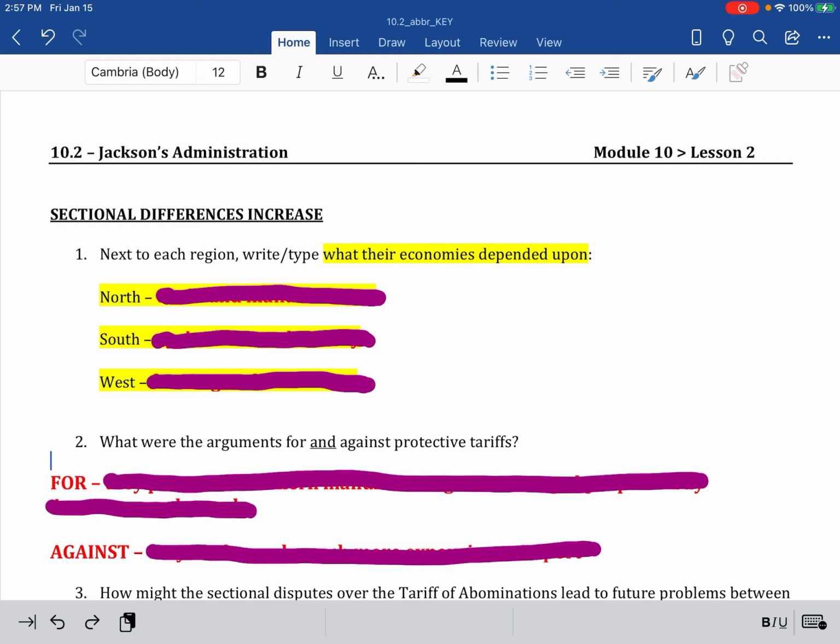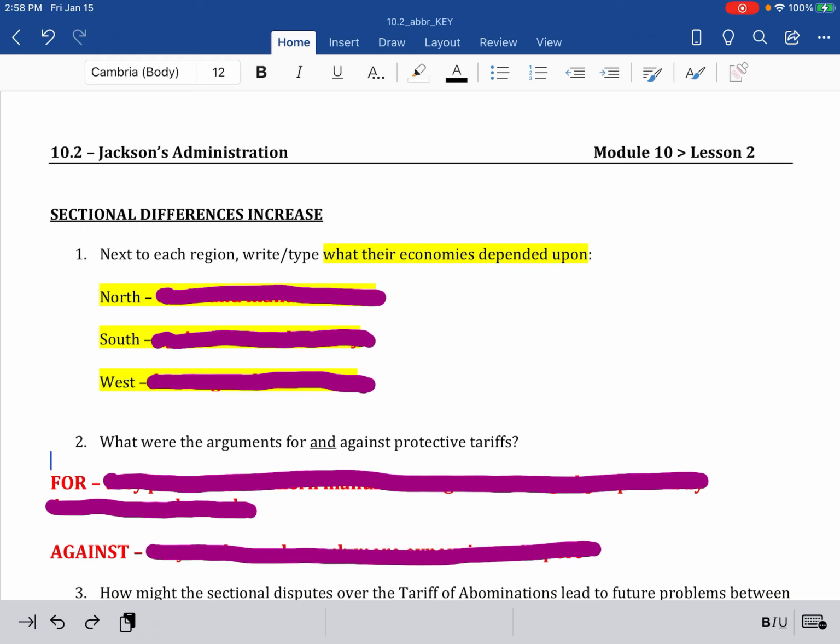All right, so Andrew Jackson was elected in 1828, as you know, and there's a lot going on during his presidency, really. The stage is being set for a civil war. They don't know it at the time, but of course, we know it now looking back.